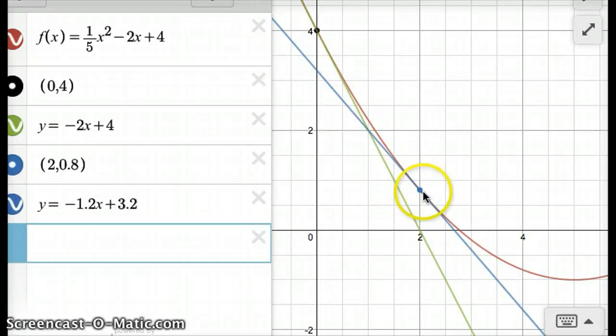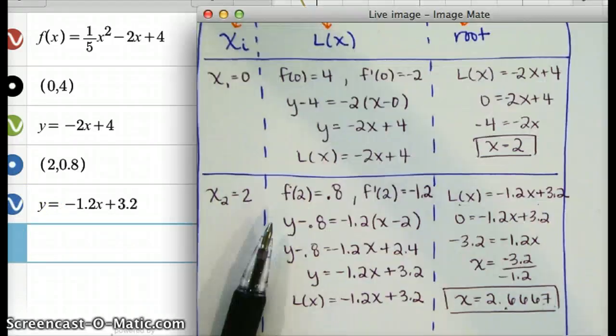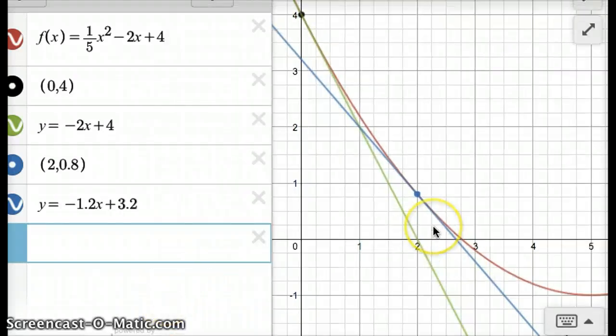And then the last thing we did was we found the numerical answer for the root of that tangent line, which, if we zoom in on our picture here, is kind of like taking the blue line and tracing it down here to where it touches the x-axis. What do you notice about the intercept of the blue line? Exactly. It's even closer to the actual root.